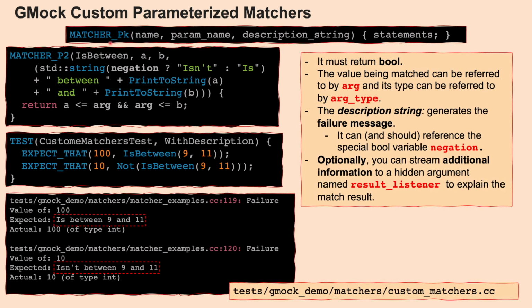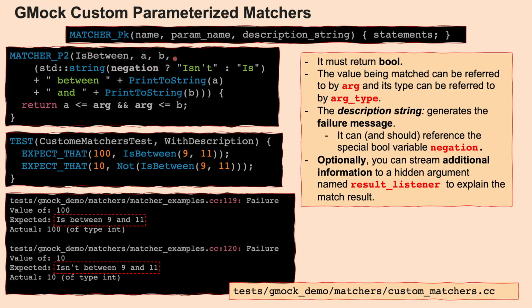Let's see some examples. Here I'm defining a matcher that takes extra parameters. Basically, I want to say something like this. Expect that 100 is between 9 and 11. You can see that is between takes one parameter, which is 100, that is our matcher parameter. It takes two extra parameters, 9 and 11. In order to define something like this, you use matcher underscore p and then the number of the extra parameter. In this case, I have two parameters, so I would write matcher p2. The name is between comes as the first parameter here, and then the extra parameters are listed as a and b.